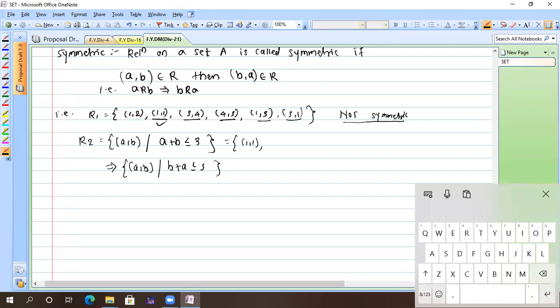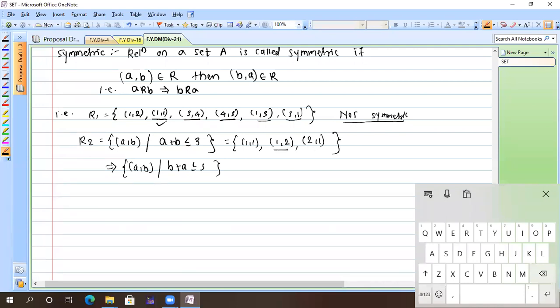(1, 1) is there. (1, 2) is also there. (1, 3) is not. (1, 4) not. Nothing. What is the next element? (2, 1). Only (2, 1). What is the next element? If you go till 5, nothing. That's it. Only 3 elements we have here.